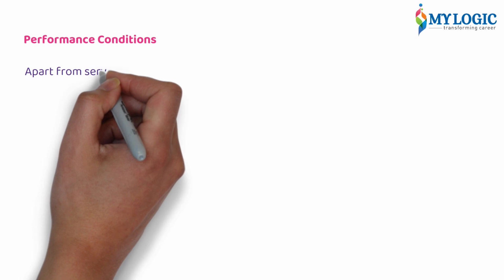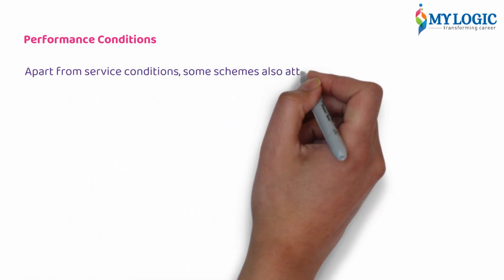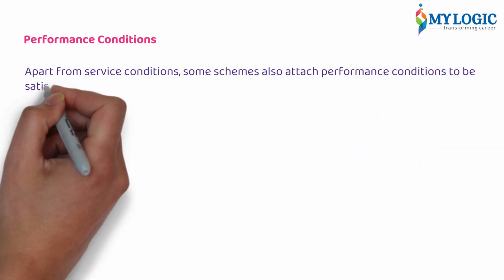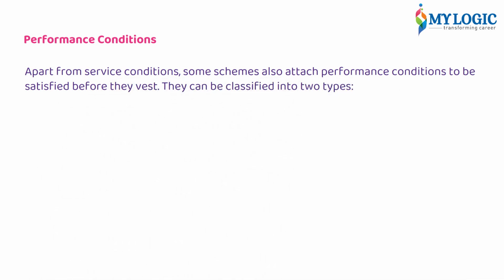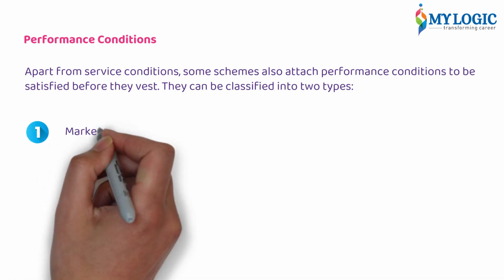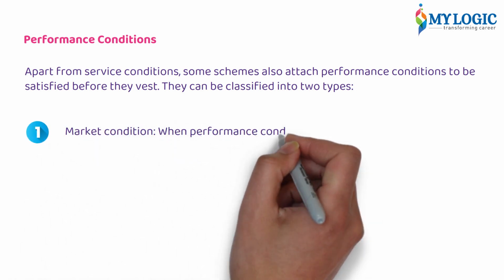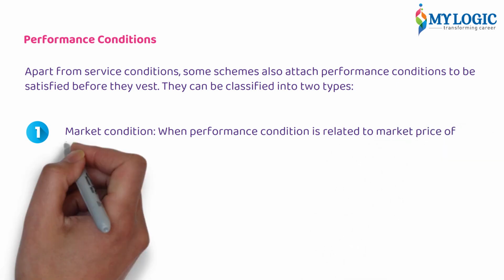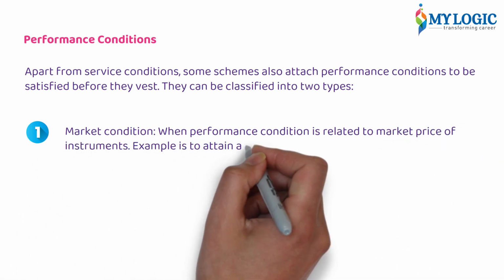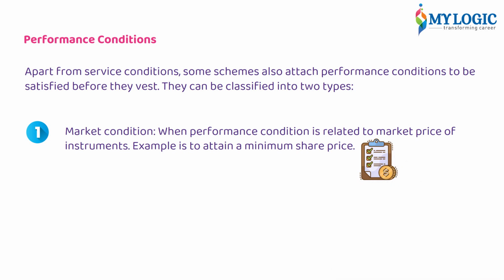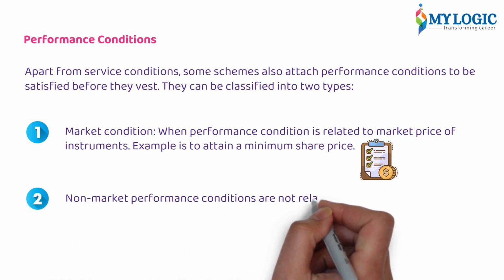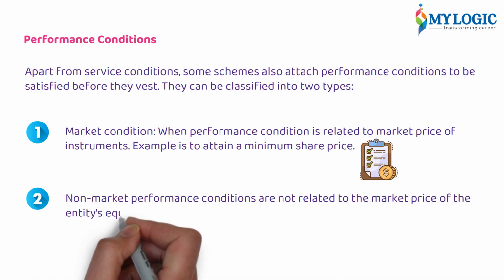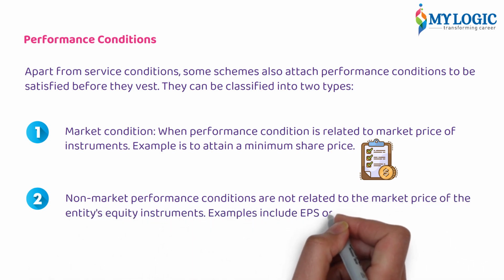Performance conditions. Apart from service conditions, some schemes also attach performance conditions to be satisfied before they vest. They can be classified into two types. Number 1. Market condition. When performance condition is related to market price of instruments. Example is to attain a minimum share price. Number 2. Non-market performance conditions are not related to the market price of the entity's equity instruments. Examples include EPS or profit targets.